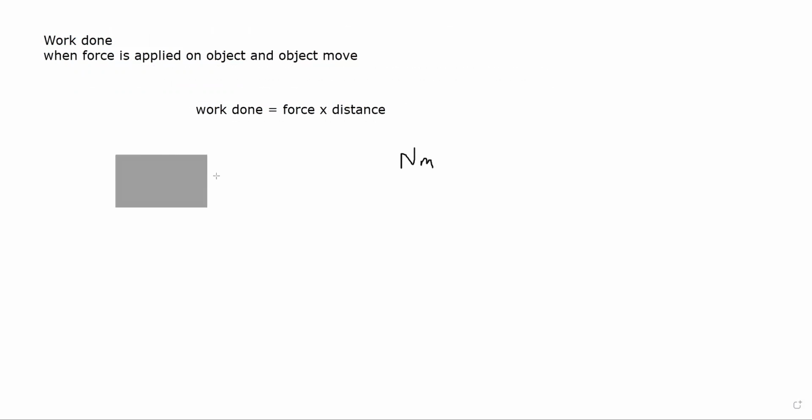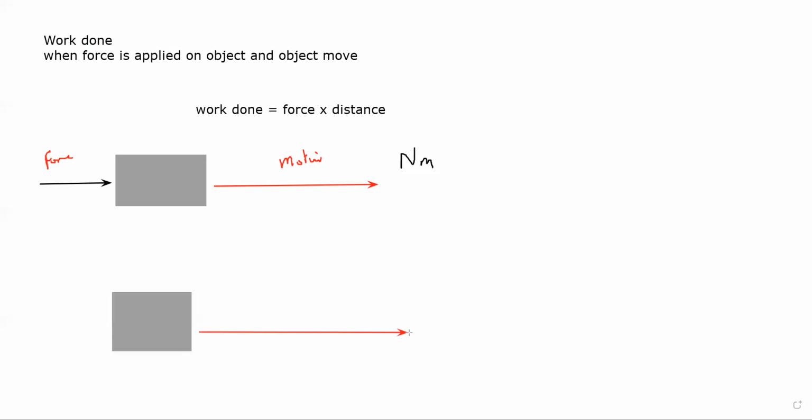This formula is valid when the direction of the force is the same as the direction in which the object moves. Like this is the motion of the object and the direction of the force is also the same. But what will happen if the force is making a certain angle? So in that case, the force also has a component. If I say the object is moving towards the right, that's the direction of the motion. But the force is not exactly towards the right. The force is making a certain angle.